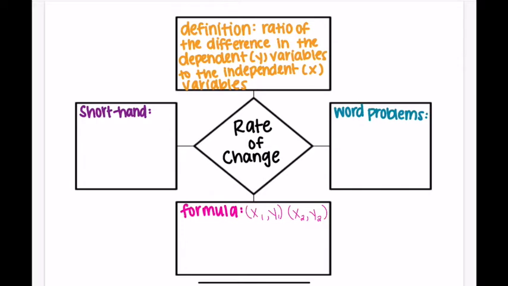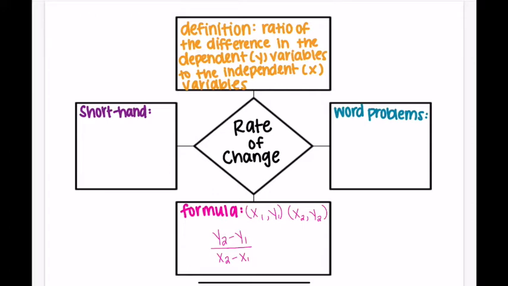So to write out in symbols what it means to have a ratio of the difference between the y's and the difference between the x's, that would look like the change in the y values. So you would subtract. Typically we use the bigger y value and subtract the smaller one. And since this is a ratio, we're comparing y to x, so y goes on top and x goes on the bottom. So you would subtract x2 minus x1.